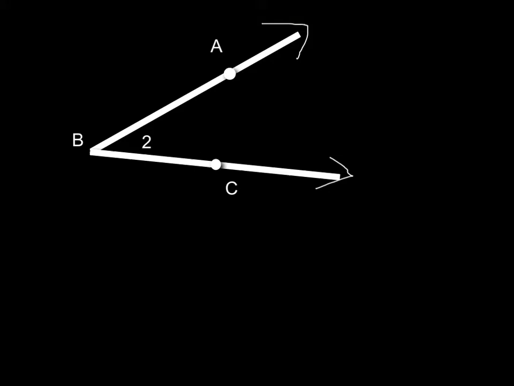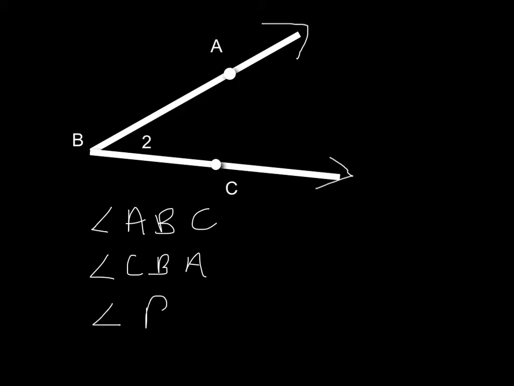First, we need to know how to name an angle. There are several different ways to name this angle. We could call this angle ABC, or we could call it angle CBA, or we could call this angle B, or we could name this angle angle 2. When you are naming an angle with 3 letters, you must make sure the vertex, which is where the 2 rays meet, is the middle letter of the 3.